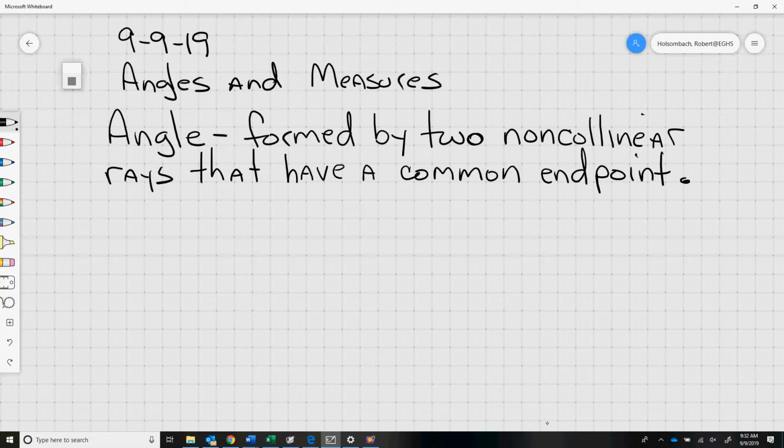So let's draw a ray. We'll call this ray BA. And then from point B we'll draw another ray, BC. So now you've got two rays that aren't on the same line that have a common endpoint B. Okay? So let's put a number 3 right there.